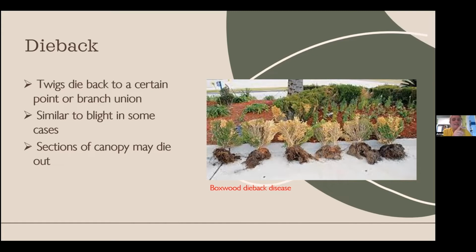And I guarantee this is one disease you guys will get out there in the next few days and you'll start noticing all over New Orleans. Dieback, boxwood dieback. So that's a symptom.